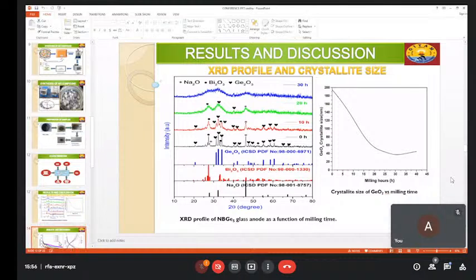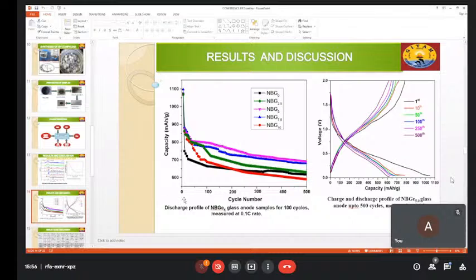Now coming to the cycle life analysis, as the cycles increase, the capacitance gradually decreases for all the samples, 0 to 10 mole percentage. Different samples have different capacity values. So the capacity values are like this.